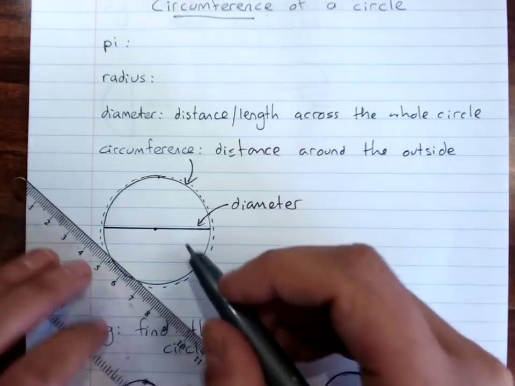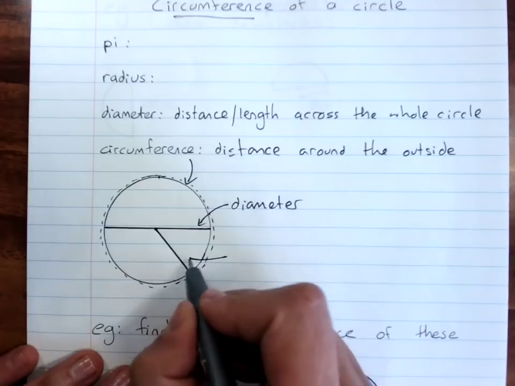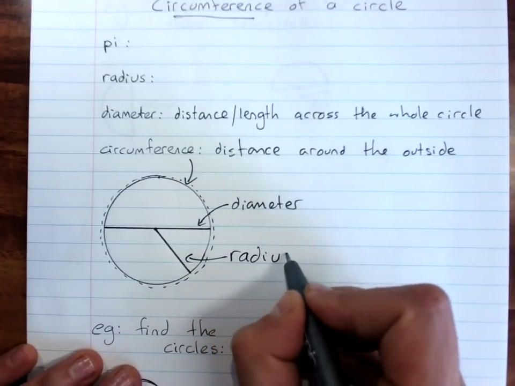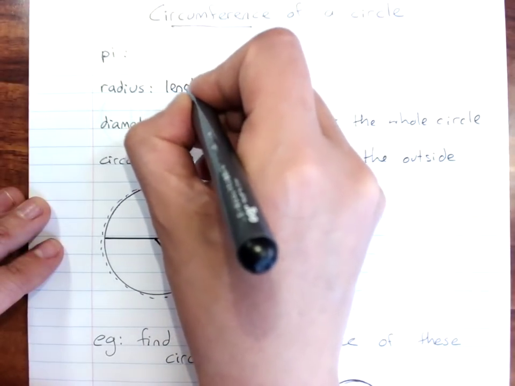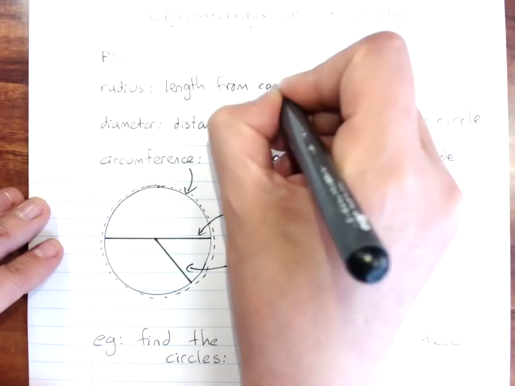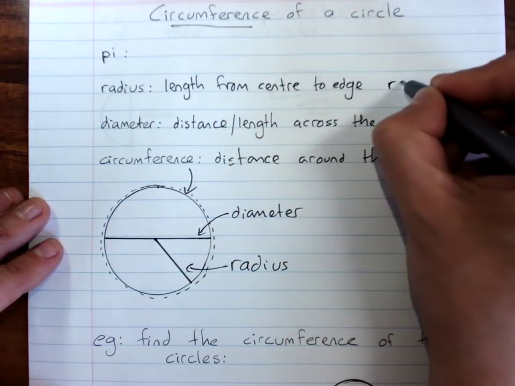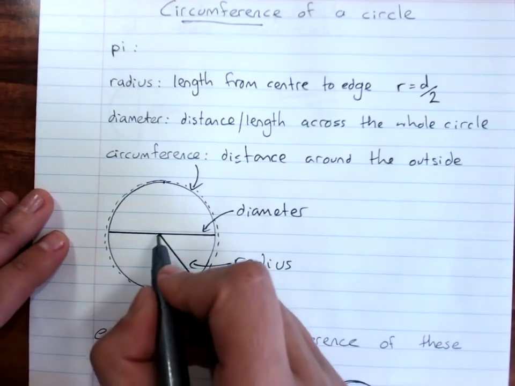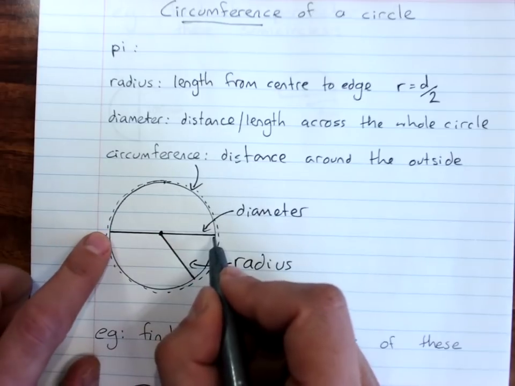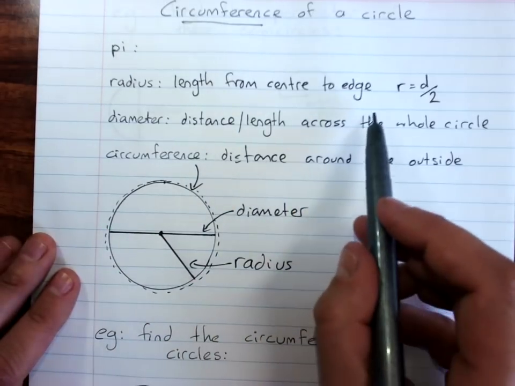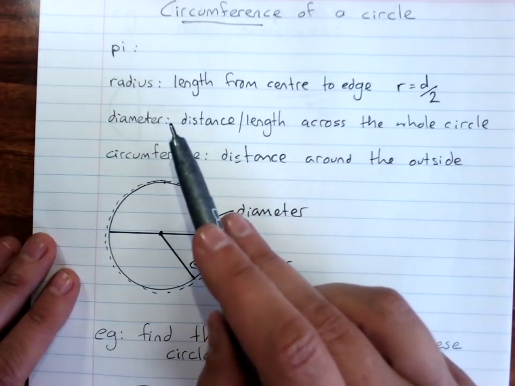The radius is from the center to the outside. And the radius is the diameter divided by 2. Because here's the diameter, radius is half of it, radius is the other half of it. So if you want to get the radius and you've got the diameter, you divide it by 2. If you've got the radius and you want the diameter, you times by 2.